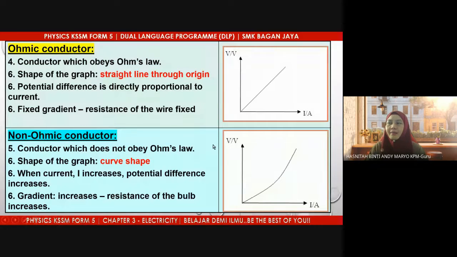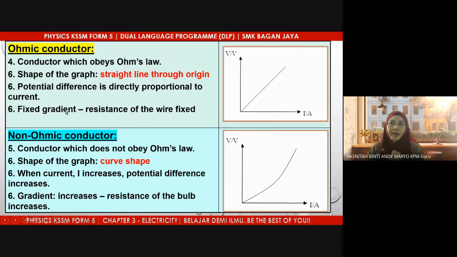Meanwhile, for the non-ohmic conductor, what can you say about the gradient along the line? You can see that the curve becomes steeper from the beginning until the end. So we can say the gradient increases. Yes, gradient increases. So this tells us that for an ohmic conductor, the resistance is fixed.